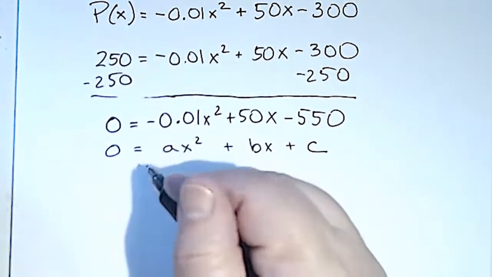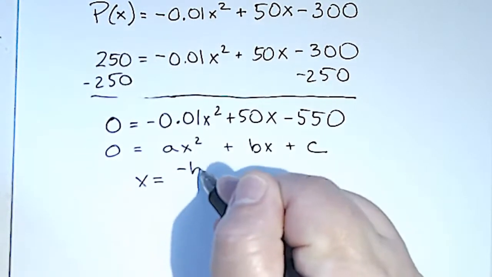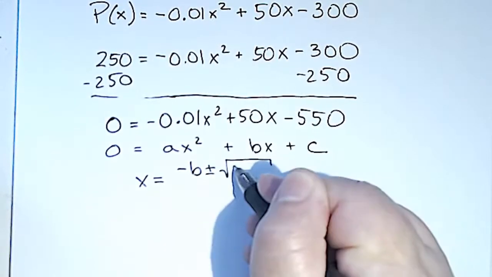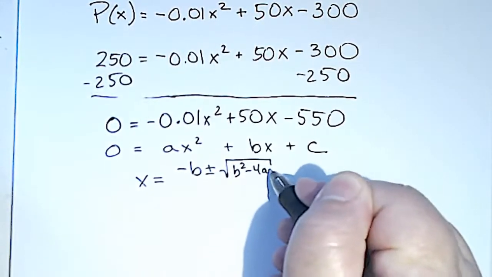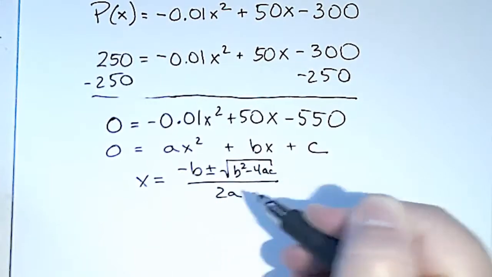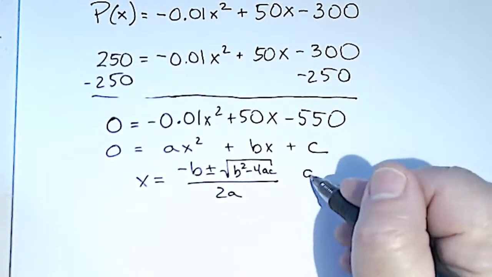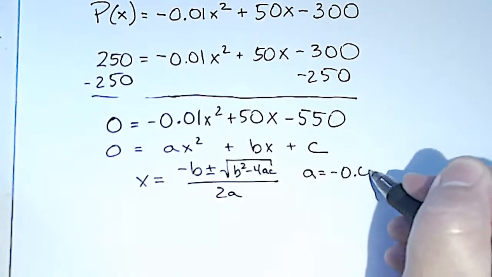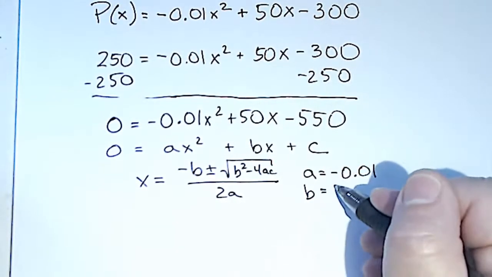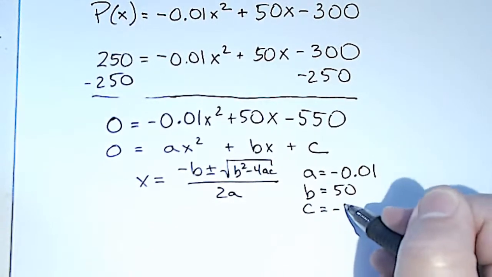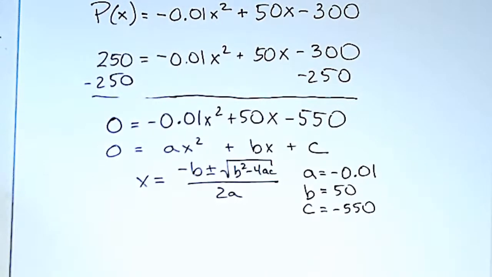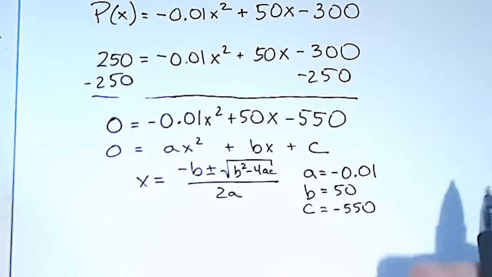And I'm going to say that x equals the opposite of b plus or minus radical b squared minus 4ac, all over 2a. So in our case, a is negative 0.01, b is 50, and c is negative 550. I know everyone's like, yay, those are wonderful numbers to work with. And I'm like, I know. And the sound of the alarm tells us we're doing it right. Okay, so let's go ahead and solve this sucker.